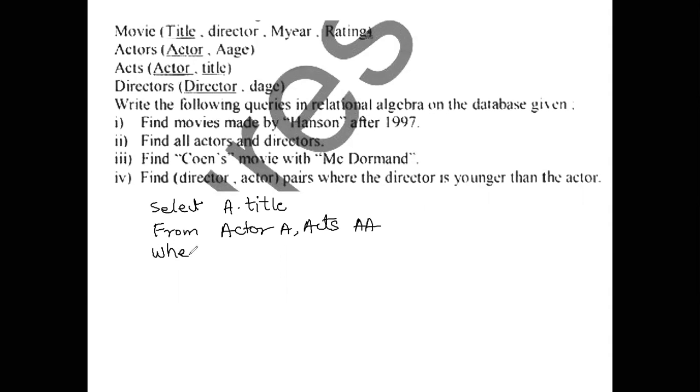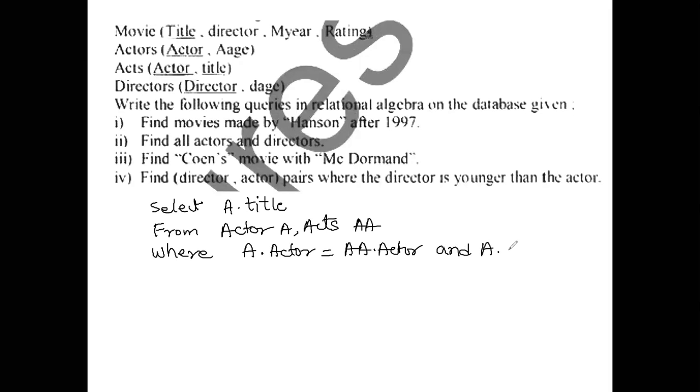So where A dot, in order to link these two tables, is actor. So A dot actor is equal to A dot actor, and we must put the condition that A dot actor name is Cohen. So first we'll be extracting Cohen's. So this will return the movie titles acted by Cohen.